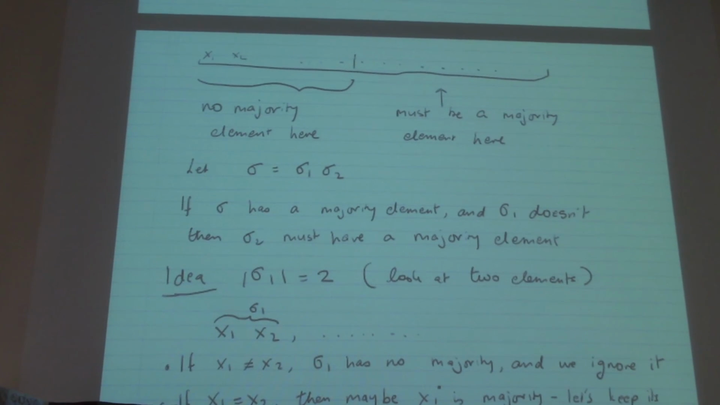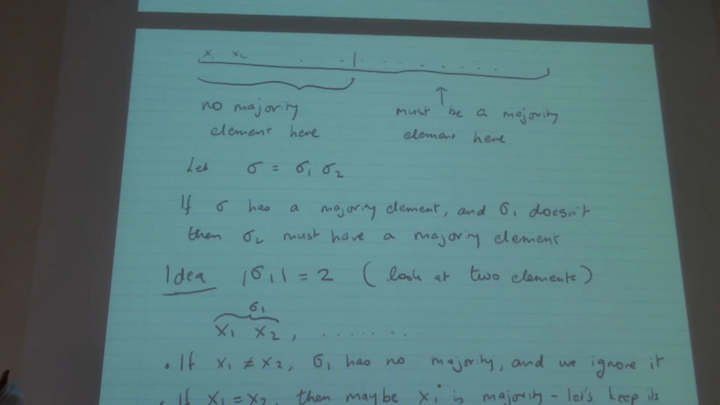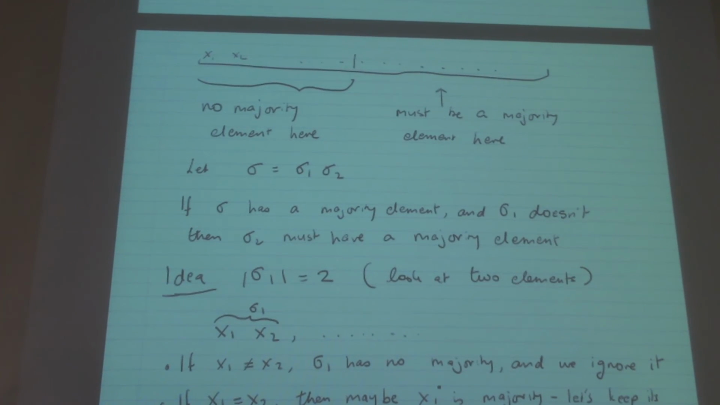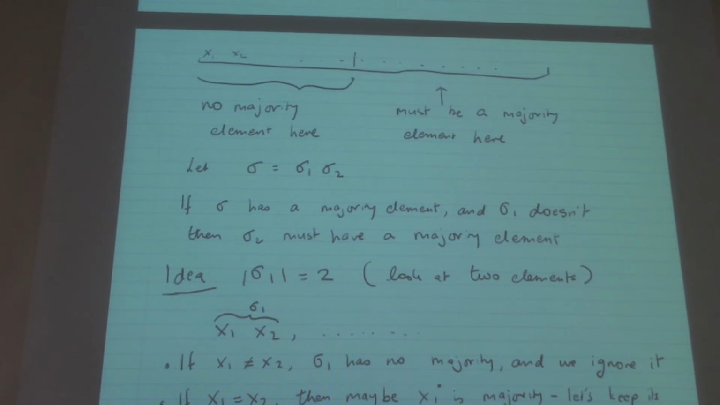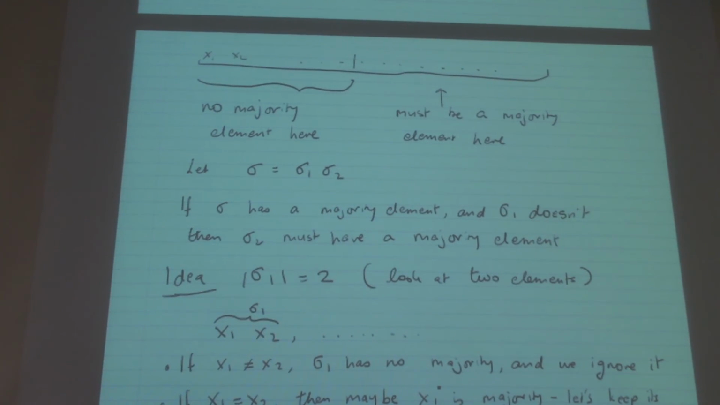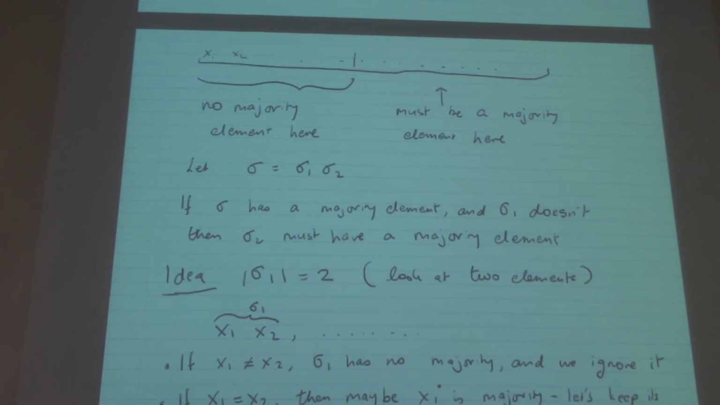If the 2 elements are the same, then maybe this is a majority, and we should keep its count. So in the case you're saying, you see 10, 10, keep the 10 and keep its count. That's exactly right. You should do that. But what do you do next? That's the key. So now you know you have 2 elements that are the same.